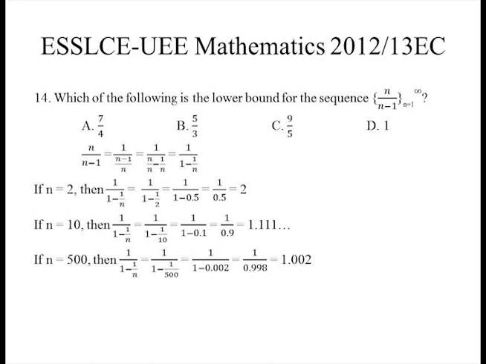As n approaches infinity, 1 over n approaches 0, then 1 minus 1 over n approaches 1, and hence 1 divided by (1 minus 1 over n) approaches 1. Thus the sequence is bounded from the left by 1 and from the right by 2, that is 1 < n/(n-1) ≤ 2. 2 and numbers greater than 2 are upper bounds. 1 and numbers less than 1 are lower bounds. Thus choice D is the right alternative, the only lower bound from the given alternatives is 1.